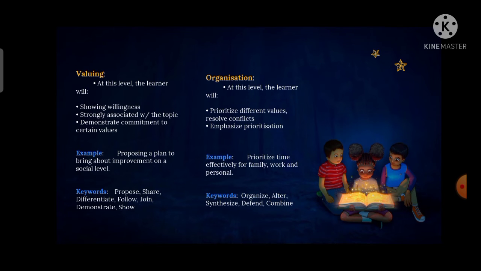And the fourth category is organization. At this level, the learner who has already valued the knowledge being imparted will prioritize the different values and possibly even resolve conflicts arising from them. He or she will not just prioritize the values himself, but will also emphasize prioritization to other people. For example, the learner will prioritize different values, resolve conflicts, and emphasize prioritization.